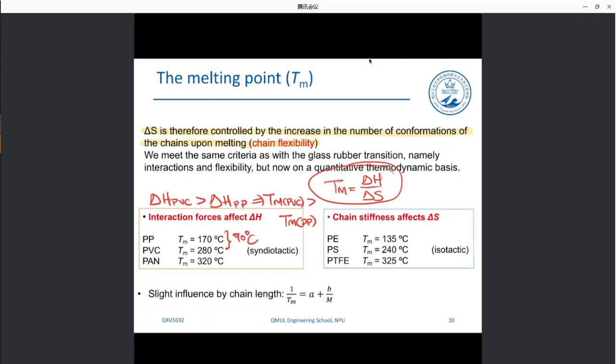And we also said that the chain stiffness is what significantly affects the entropy of the system. You can see that polyethylene, which has the simplest form of macromolecular chain, is much lower in terms of the polystyrene, isotactic polystyrene, because you remember that in isotactic polystyrene we have a bulky benzene ring as a side group.